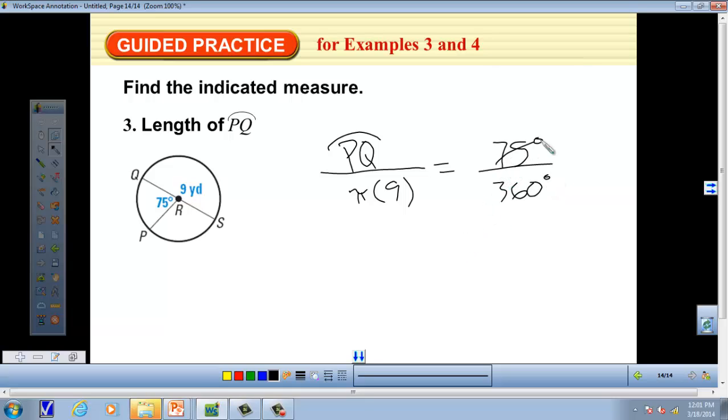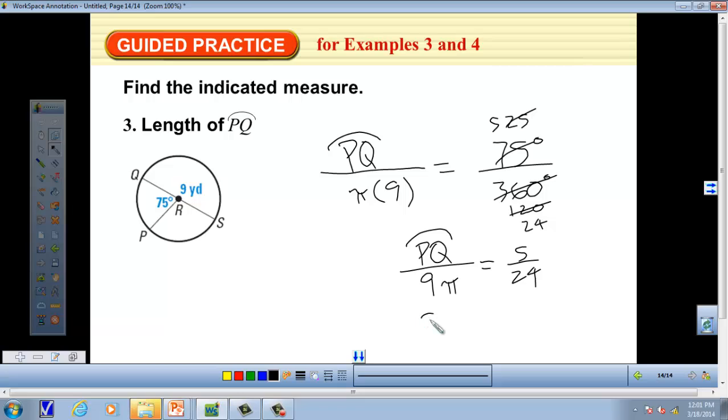That one's a little bit harder to simplify. Let's see. We know we can divide both by 5. Actually, let's divide by 3 and we'd get 25 there. Divide this by 3, we'd get 120. Now I'm going to divide by 5 and I'll get 5 there. Divide this by 5, we get 24. So 5 over 24. Okay? And that equals PQ over 9 pi. So I'm going to cross multiply. I'll get 24 times PQ equals 45 pi.